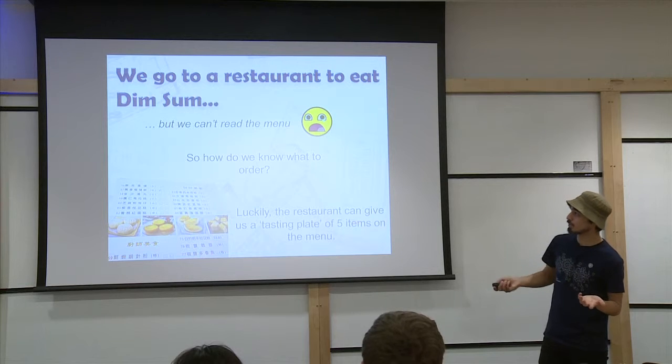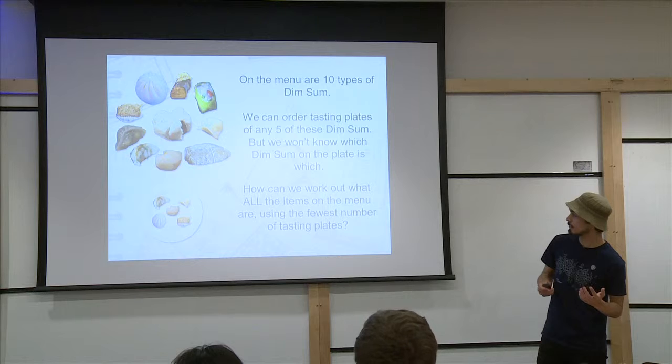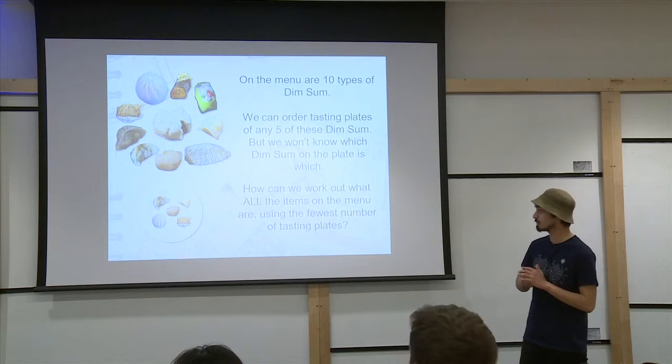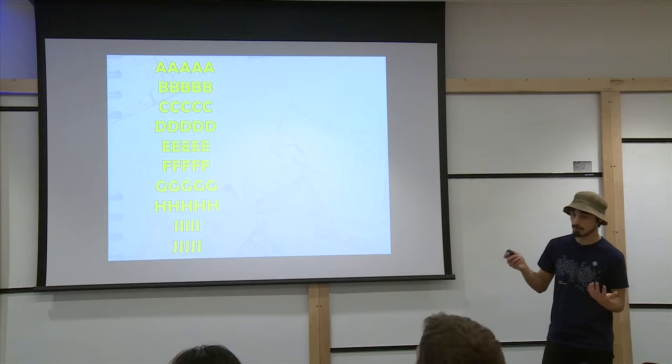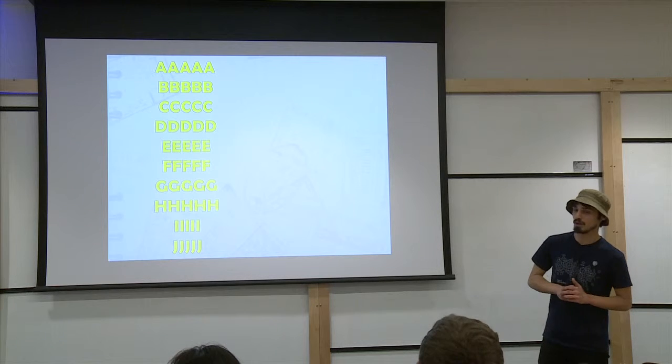So, for example, we could do that in the greedy solution. We want to work out what all the items are using the fewest number of plates. So we could do that with the greedy solution, which is just order 5 of each.